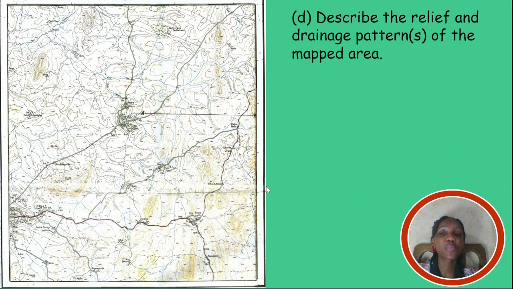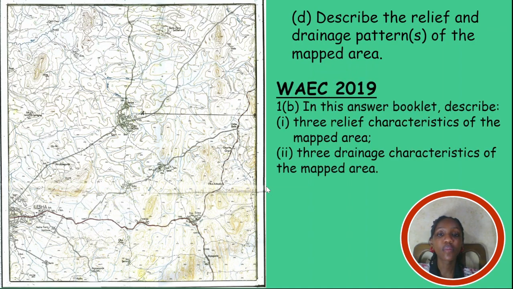Describe the relief and drainage patterns of the mapped area. This question is a combined question, as you need to make sure to discuss both the relief and drainage characteristics of the map. In 2019, there was a similar question, but it was framed differently. So in this answer booklet, describe 3 relief characteristics and 3 drainage characteristics of the map.